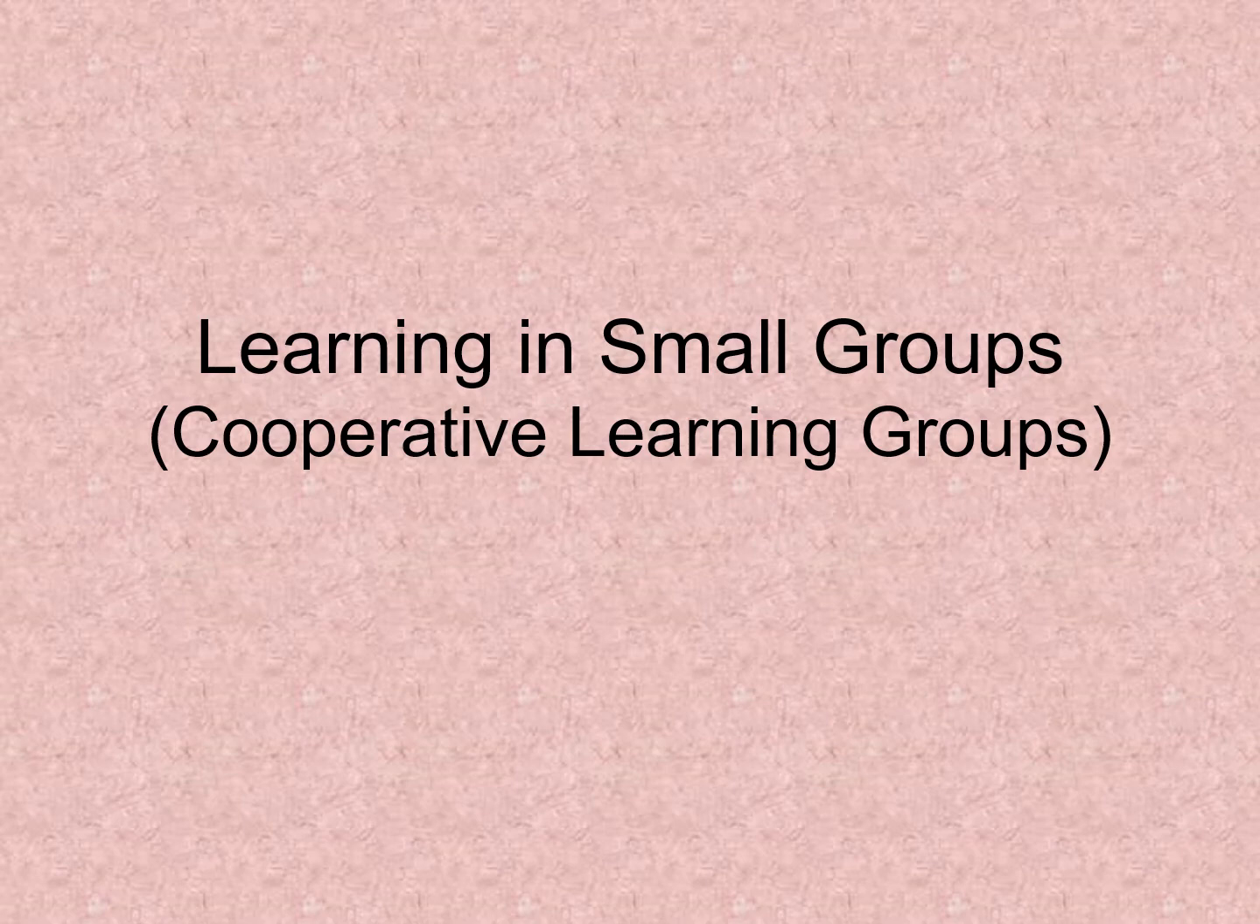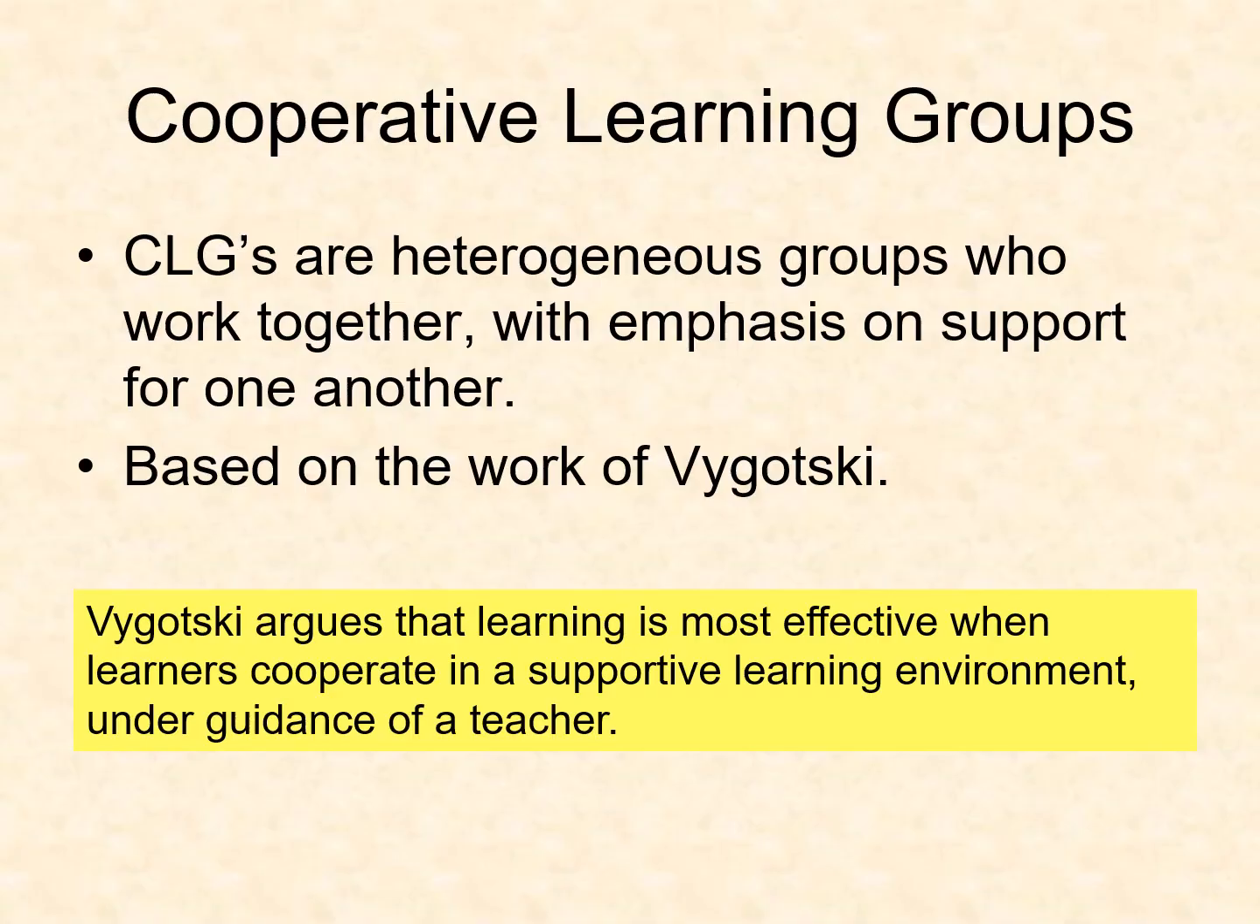Having considered learning in pairs, now let's turn our focus on learning in small groups, also known as cooperative learning groups. Cooperative learning groups are heterogeneous groups who work together with the emphasis on supporting one another. So this is based on the work primarily of Lev Vygotsky. And Vygotsky argues that learning is most effective when learners are cooperating, working together in a supportive learning environment under the guidance of a teacher.